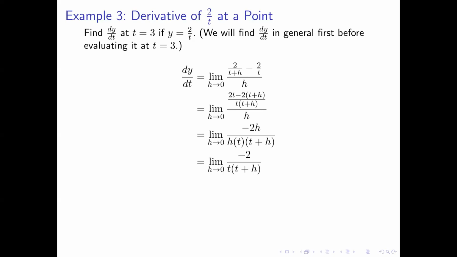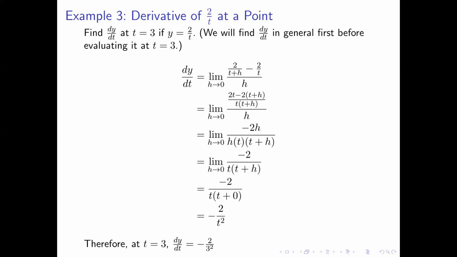We can cancel a common factor of h now, and we're left with this limit here. And we can now find this limit by substitution. We'll let h be 0. And if we simplify, we get negative 2 over t squared. So there is our derivative function for 2 over t.